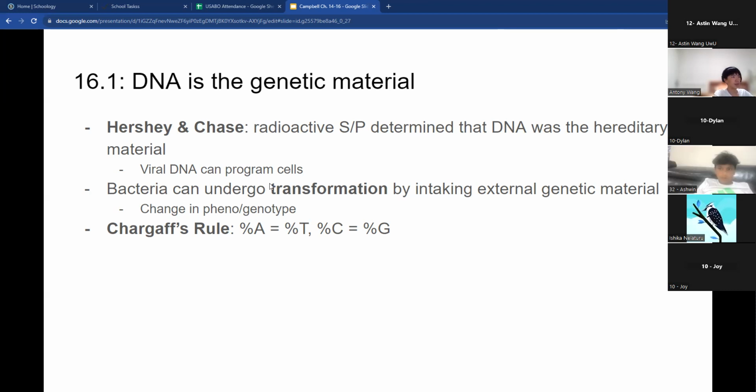Bacteria can undergo transformation, where if there is a plasmid or a section of DNA in solution in their environment, they can absorb it and incorporate it into their DNA. That's another way that they can increase their genetic variability.